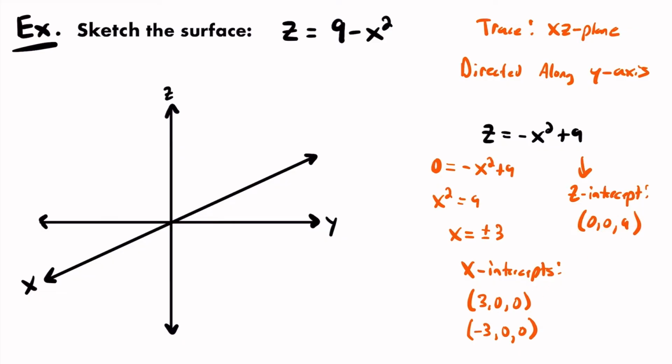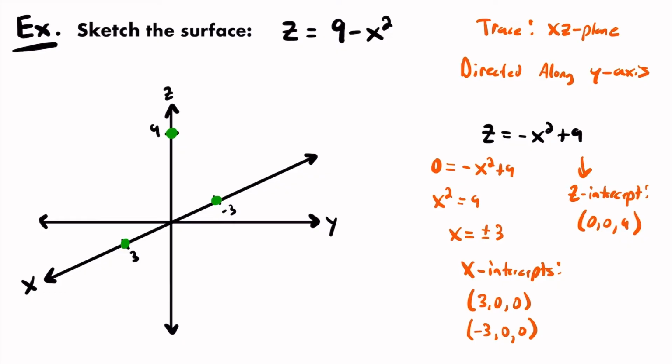I'll say that this right here is z equals 9. So our z-intercept would be right there. And then we want to label x equals positive 3 and x equals negative 3. Remember that the positive direction of the x-axis is this part right here. Back here is the negative direction. So I'm going to say that right here would be x equals positive 3, and right here is x equals negative 3. So we'll have a point there and a point there. Those are our two x-intercepts for this parabola.